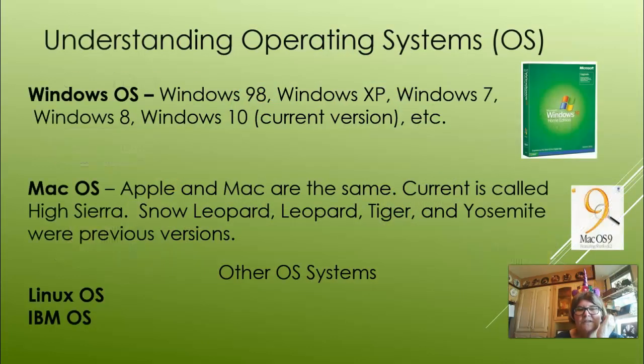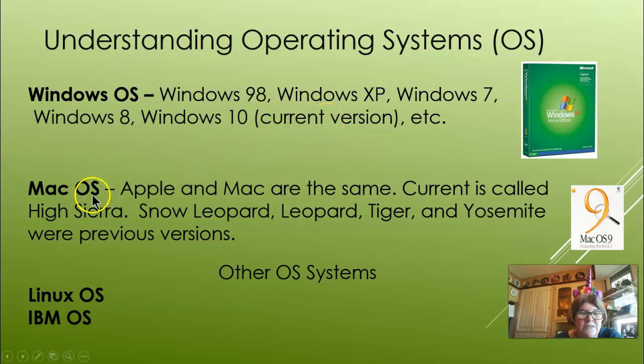Okay, operating systems. Excuse me. So you're in Windows 10. Now, Windows OS stands for operating system. Microsoft has gone through lots of different names: XP, 7, 8, 10. I don't know what happened to 9. They never had a Windows 9. Windows 10 is the current version.